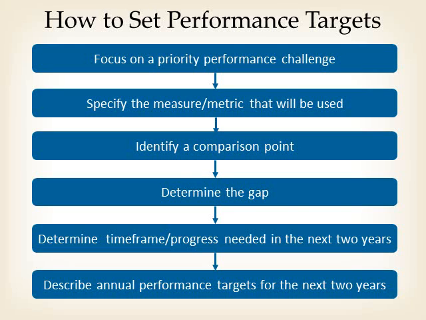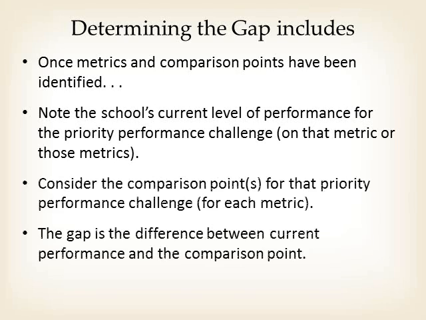The next step is to determine the gap. Once metrics and comparison points have been identified, the gap between the school's performance and the comparison point can be determined. It simply involves noting the school's current level of performance for the priority performance challenge on that metric or those metrics, considering the relevant comparison point and then subtracting the difference. That is the gap between current performance and the desired performance.